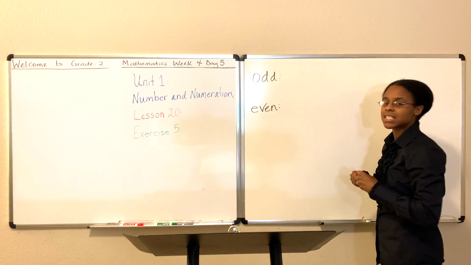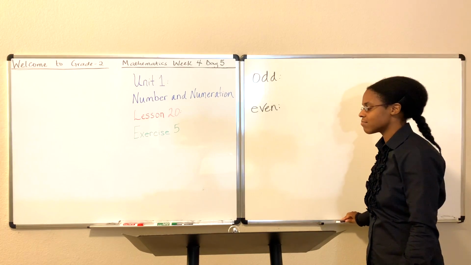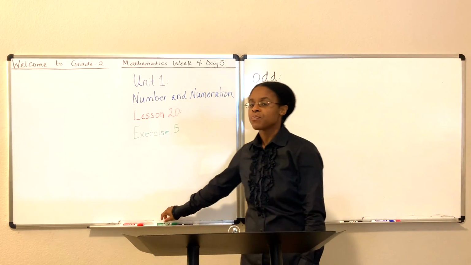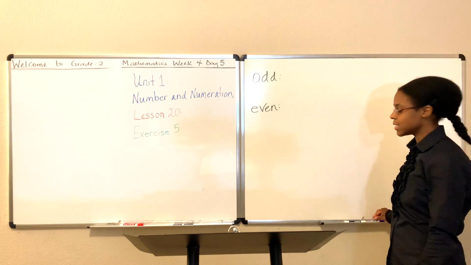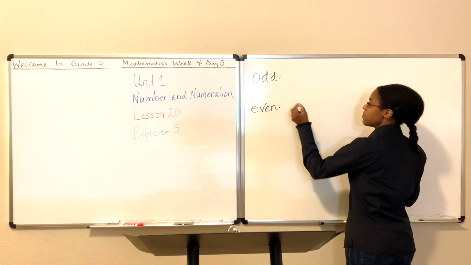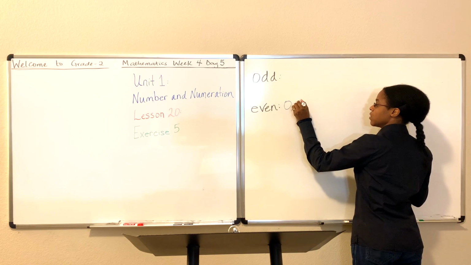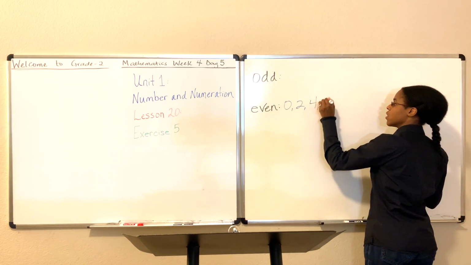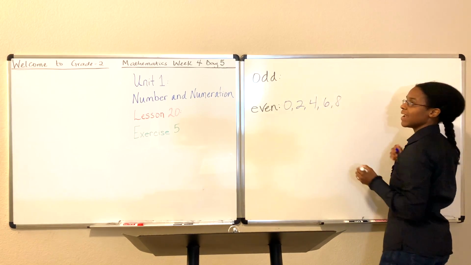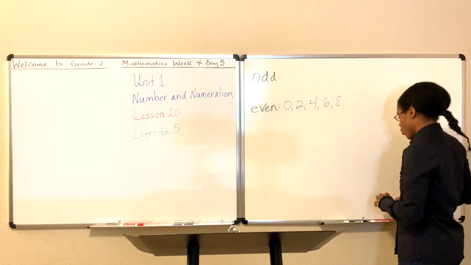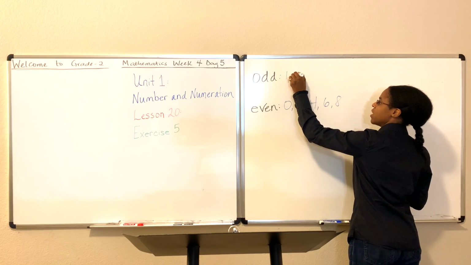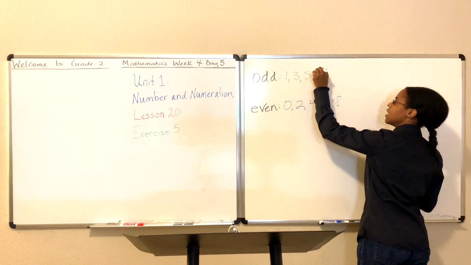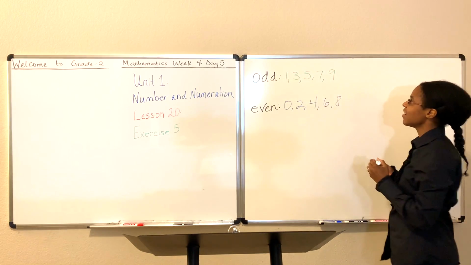So what is, and let's start with even, because most people are more familiar with even. What is an even number? What digits do the even numbers end in? Even numbers will always end in 0, 2, 4, 6, and 8. Do you remember that? What about odd? What if it's an odd number? If it's an odd number, it's going to end in 1, 3, 5, 7, and 9.